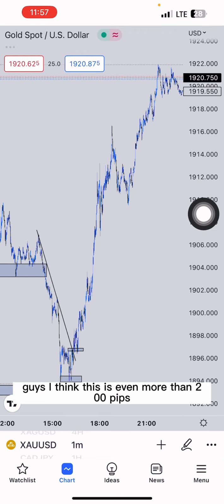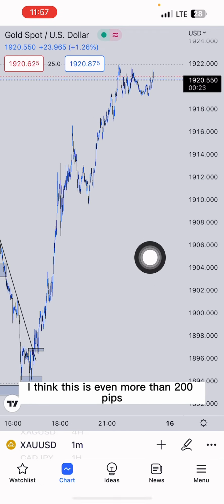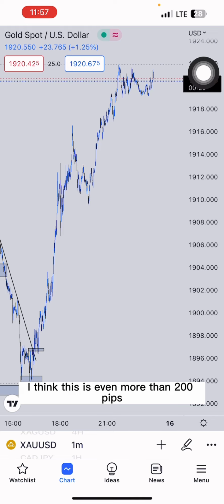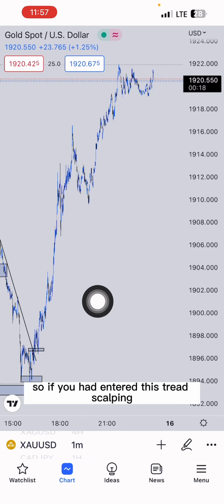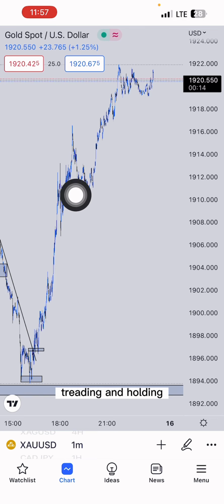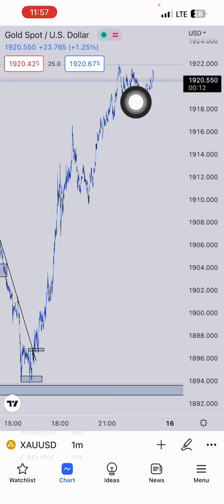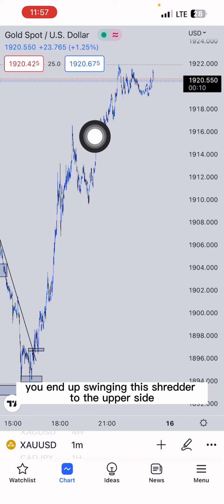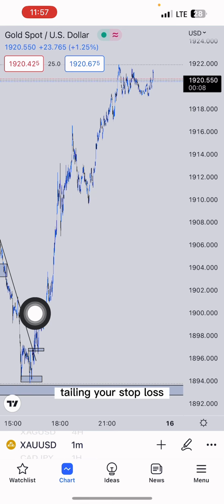Guys, I think this is even more than 200 pips. So if you had entered this trade scalping, you would end up swing trading and holding long term. You see, you would end up swinging this trade to the upper side, and you're just moving, trailing your stop loss.